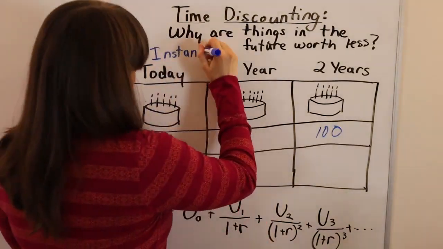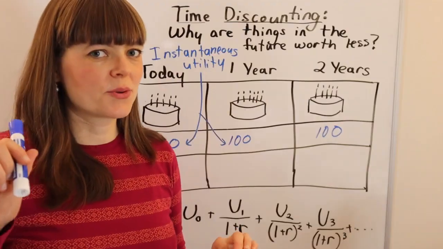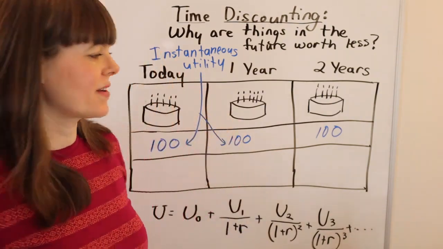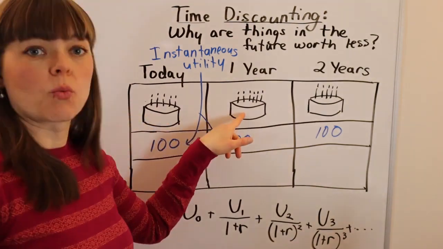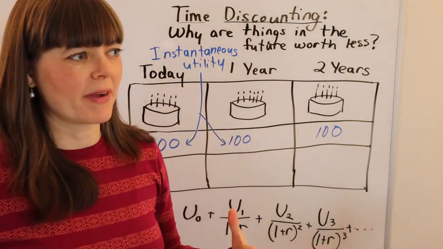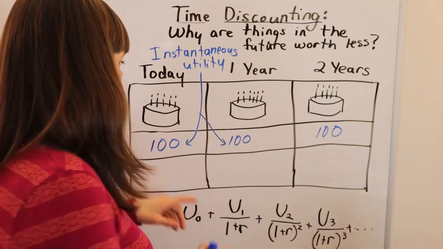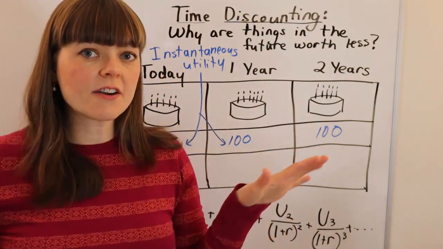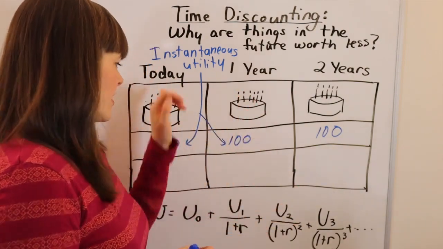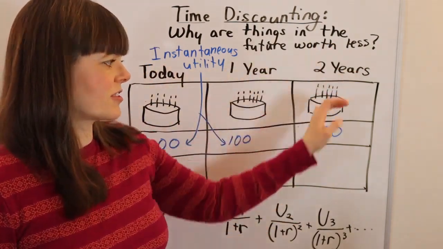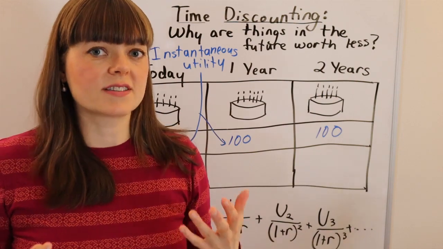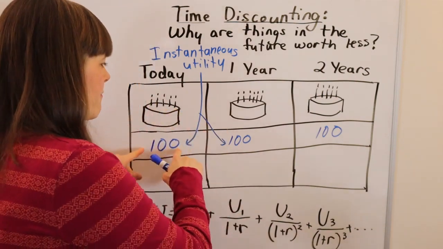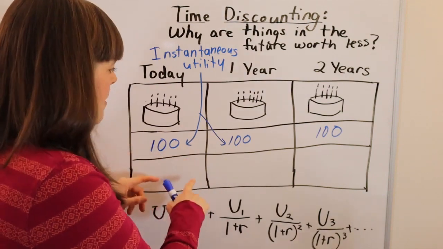So to express the fact that we get the same momentary instantaneous enjoyment from the cake now as we would in 1 year, if that's the same cake from the same bakery baked on the day it's delivered, we're going to express that as instantaneous utility, which is going to be 100 every year. It's 100 today, it's 100 in a year, it's 100 in 2 years if the experience is the same in those 3 periods.